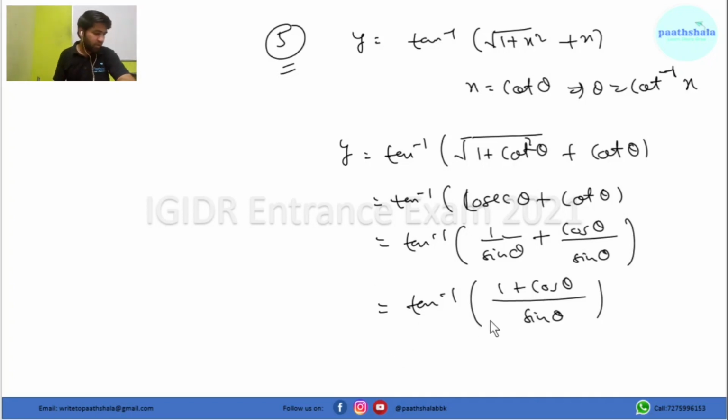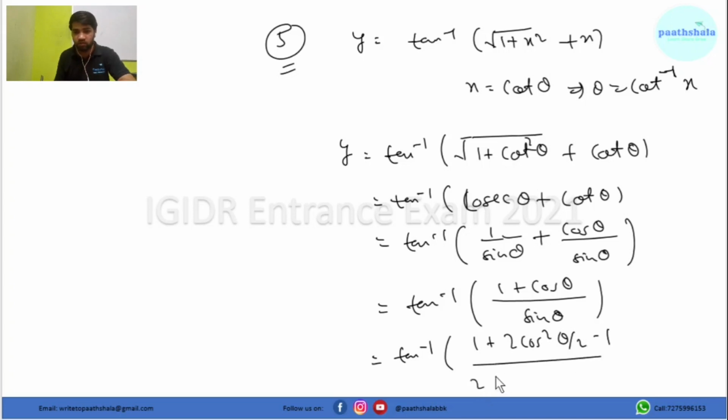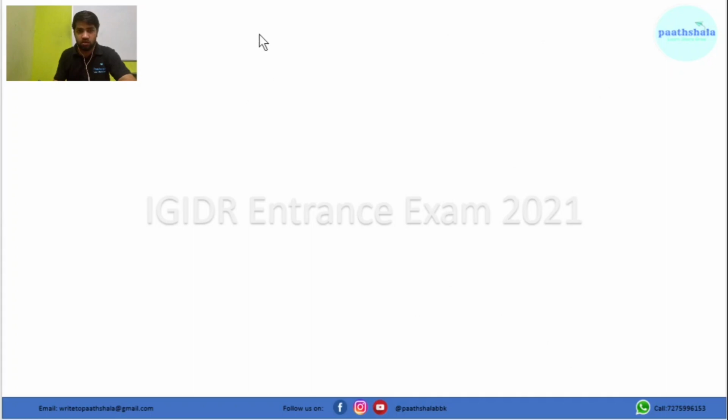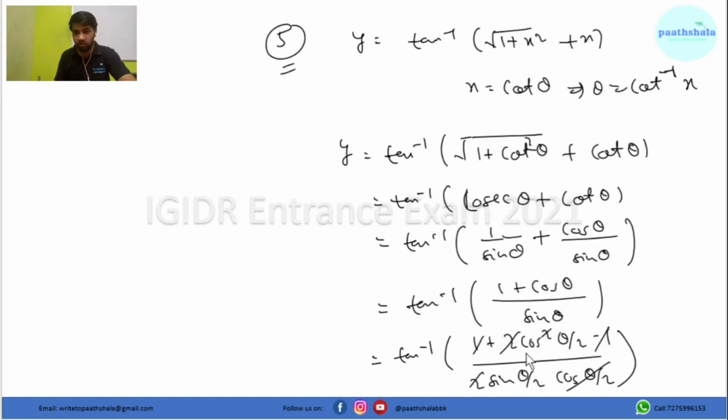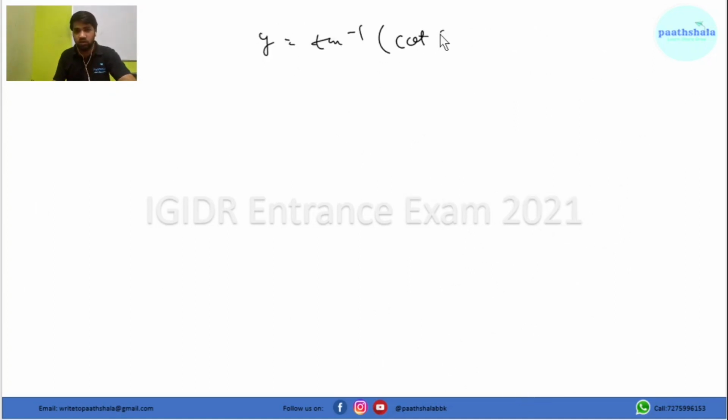Now again apply the half angle formula. So this will become 1 plus 2 cos square theta by 2 minus 1, and the denominator will become 2 sine theta by 2 into cos theta by 2. Now eliminate 1 and 1. After this you can eliminate 2 and 2, and you can eliminate one cos theta by 2. After this you will get tan inverse, and here you can see cos theta by 2 upon sin theta by 2. So this is cot theta by 2.